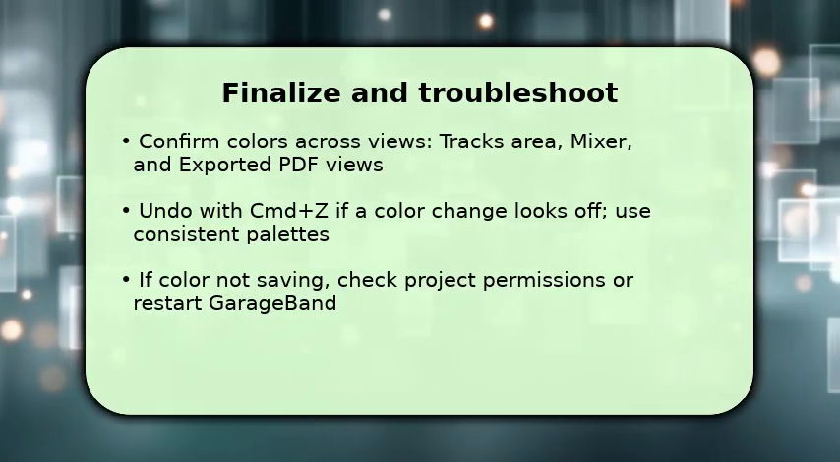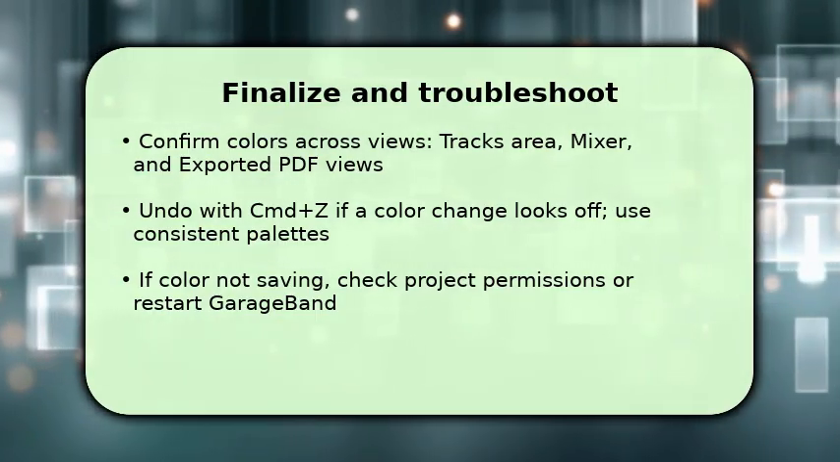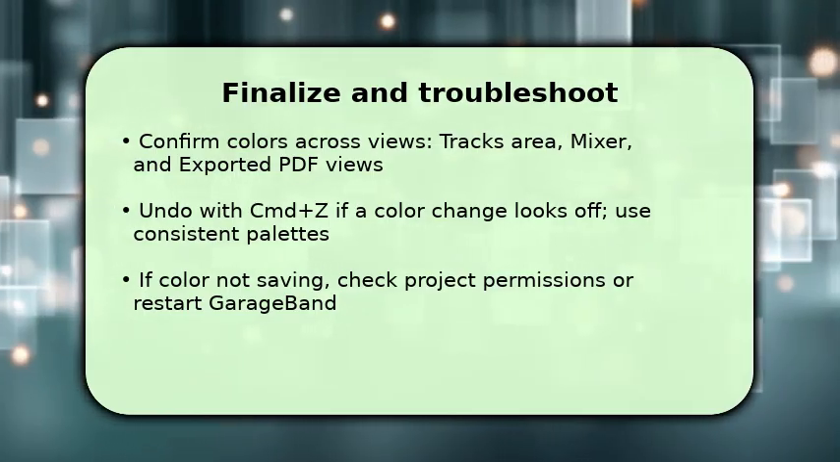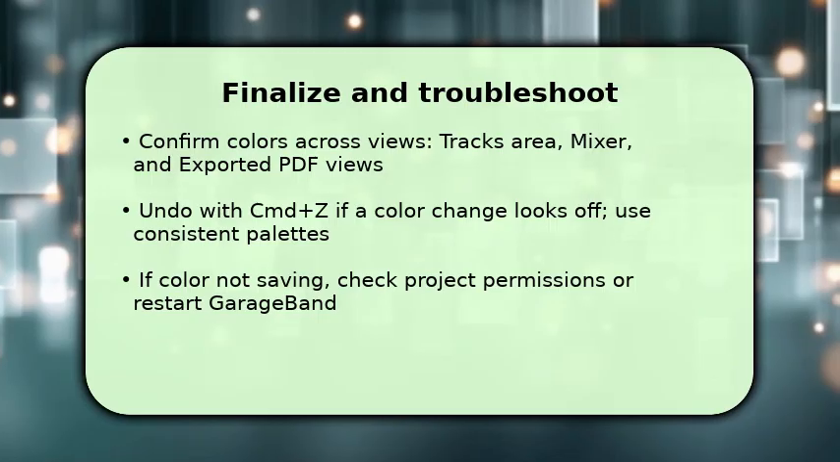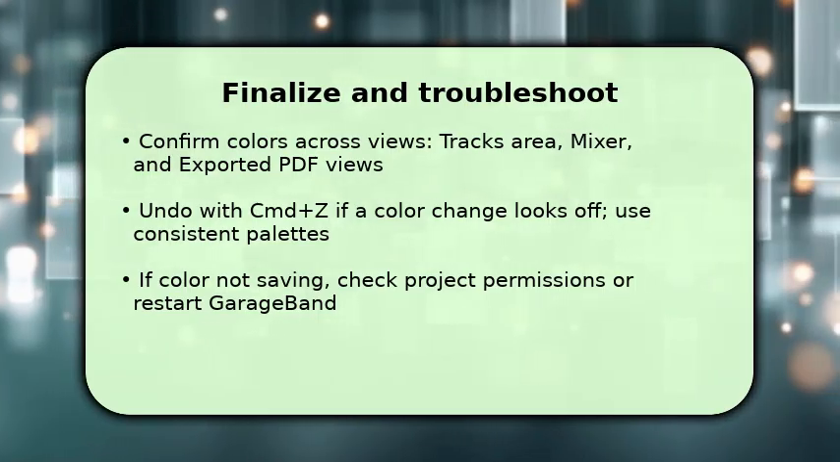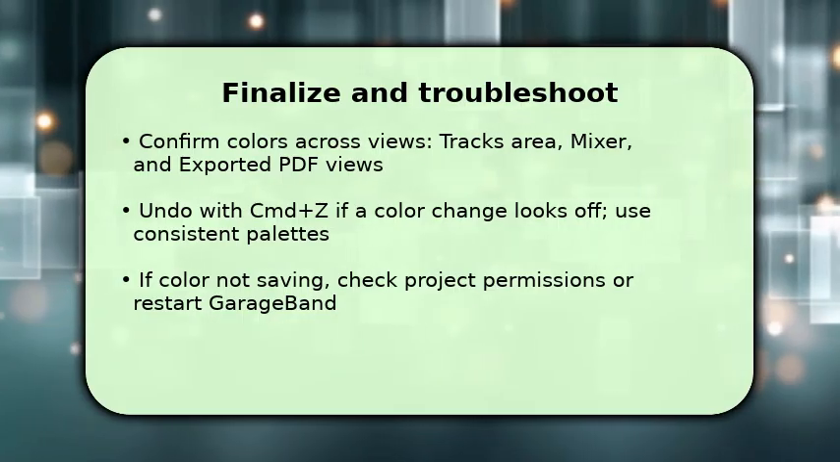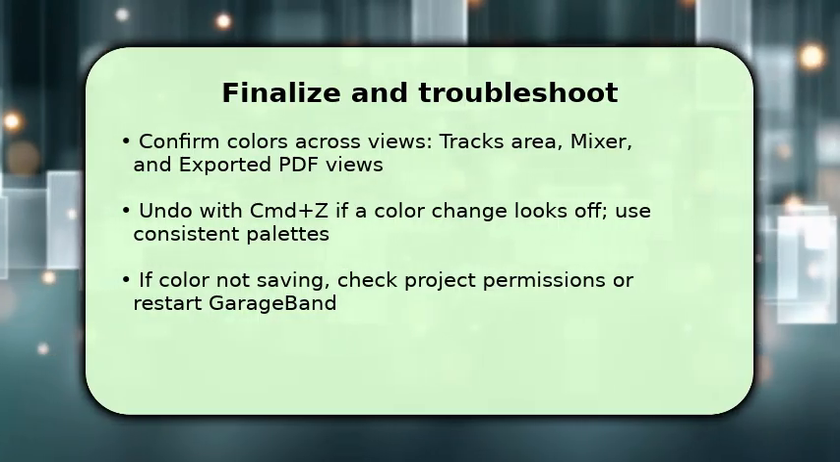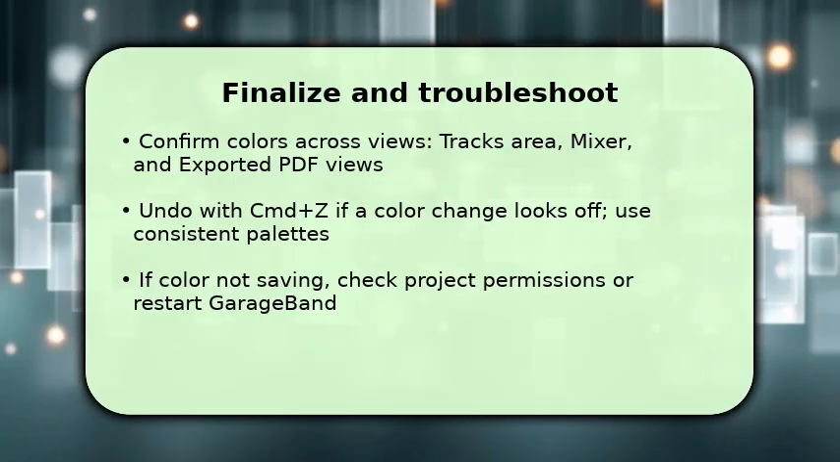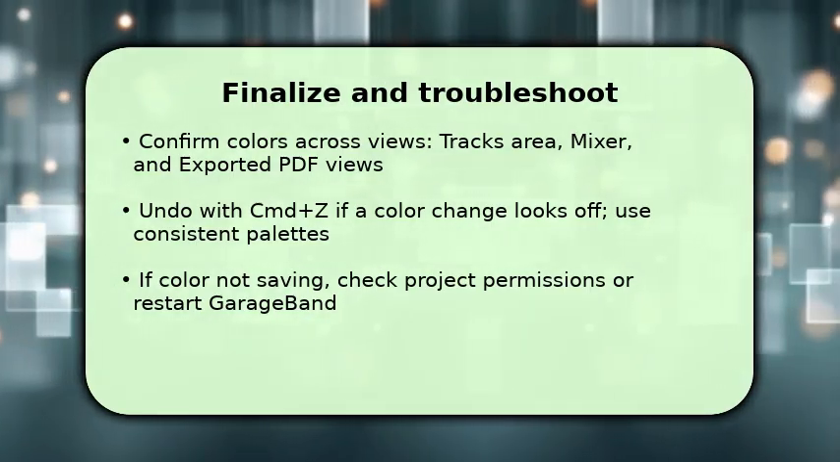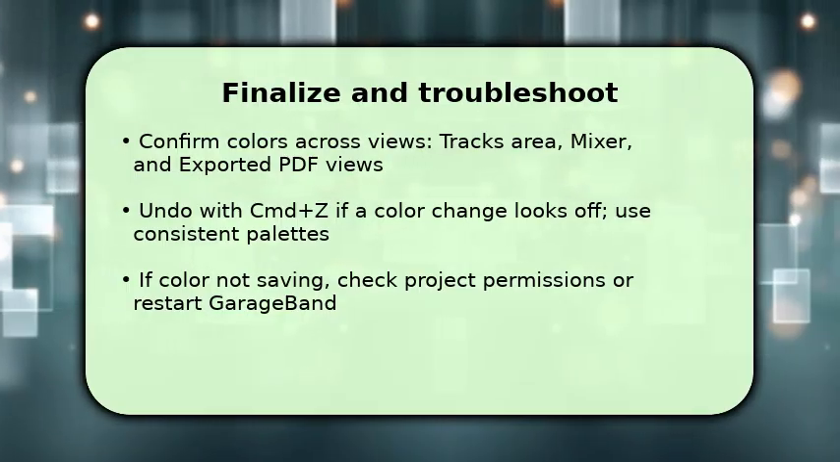Make sure printed or exported visuals match what you see. If a choice looks wrong, undo with Command+Z and pick another swatch. Trial is faster than overthinking. If colors fail to save, make sure the project file isn't locked and that you have the right permissions. Restart Garageband if necessary. Lastly, save a copy of the project after finalizing colors so you can revert quickly if you need to reorganize later.